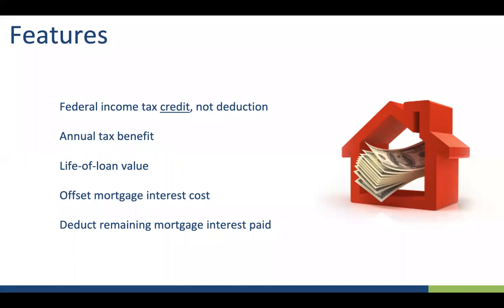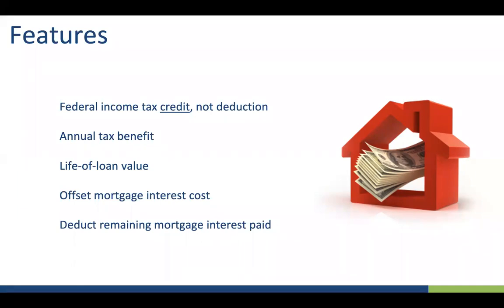The benefit of a mortgage credit certificate is that it is an annual, life-of-loan federal income tax credit. It accounts for the mortgage interest you paid and allows you to claim a portion of that as a tax credit, which is a dollar-for-dollar reduction of your tax bill. And then you still get to deduct the remaining mortgage interest paid. The deduction is a reduction of your taxable income, right? Whereas a tax credit is a reduction of your tax bill itself. So tax credits are always preferred when available.